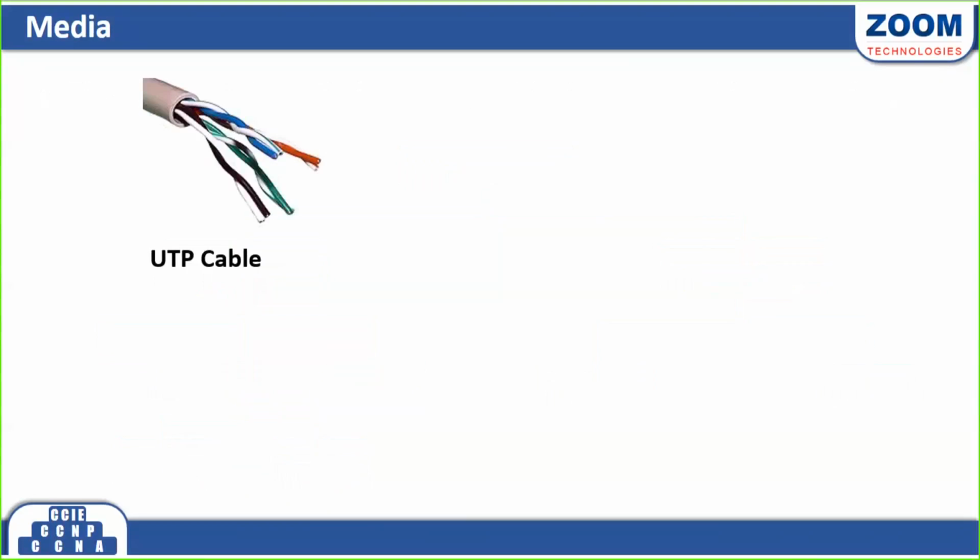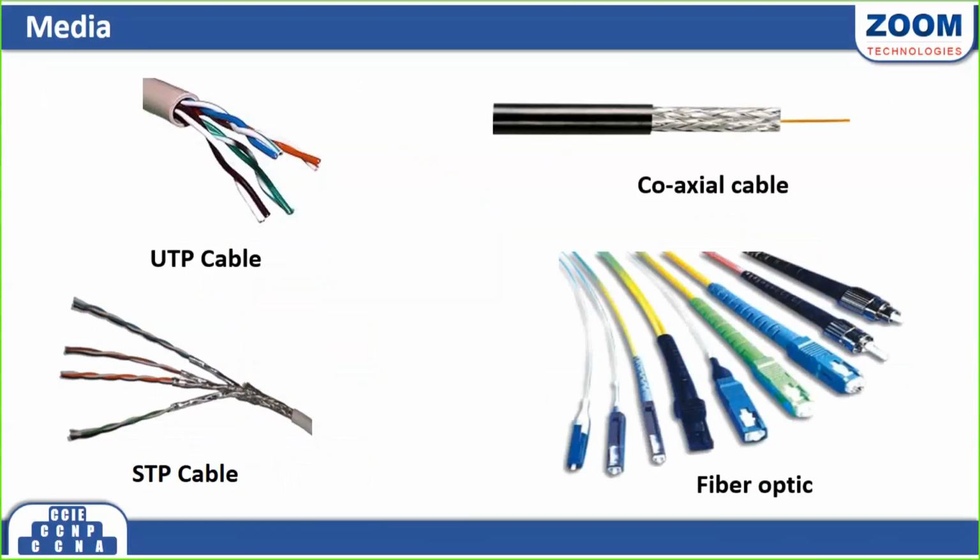So this is UTP cable, STP, coaxial, fiber. We don't use coaxial cable nowadays. We use it for DTH purposes now. But initially, very long back, we used it for networks. Now we are not using it for networks, only for dish networks, because the data transmission rate of coaxial cable is very low. It can only support half duplex.